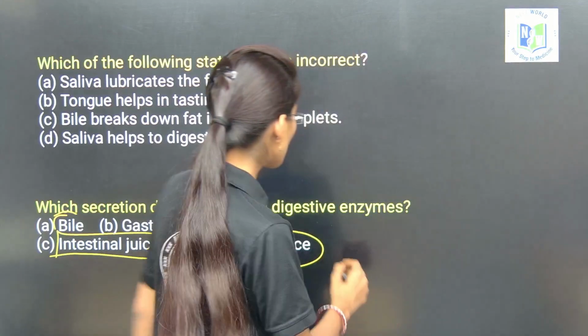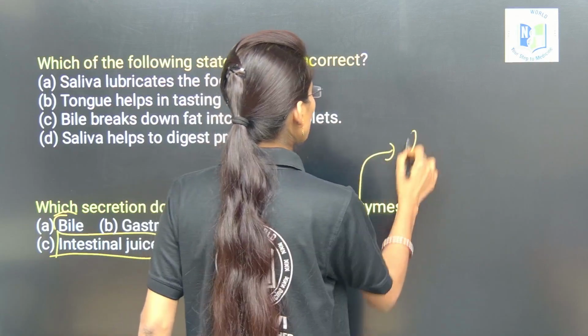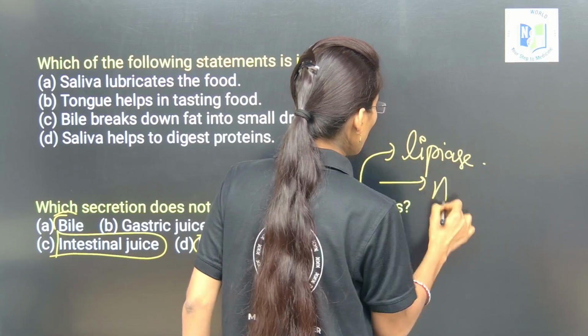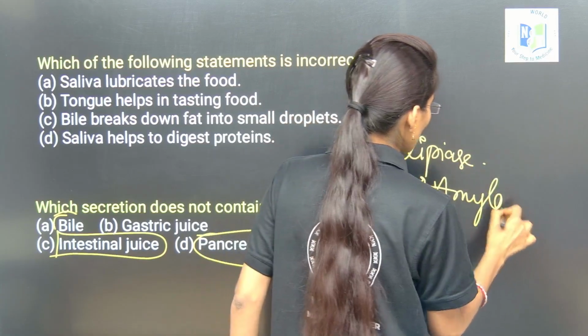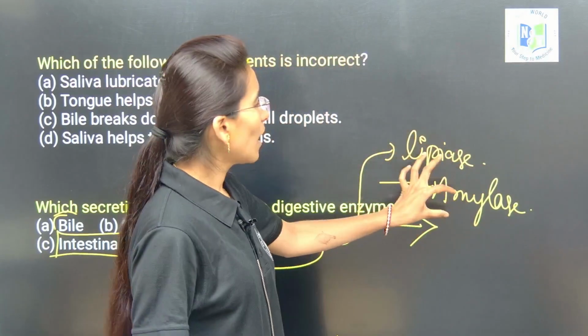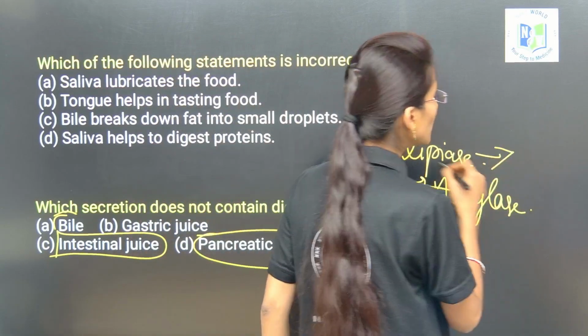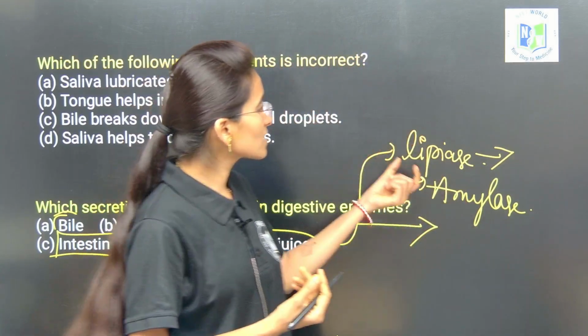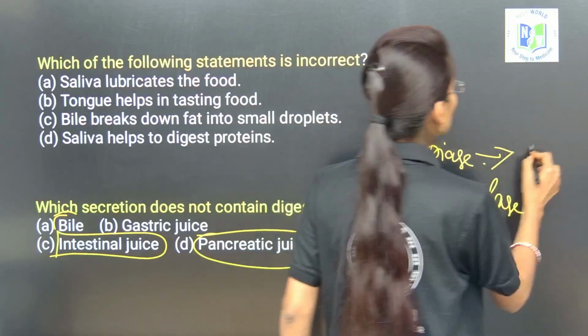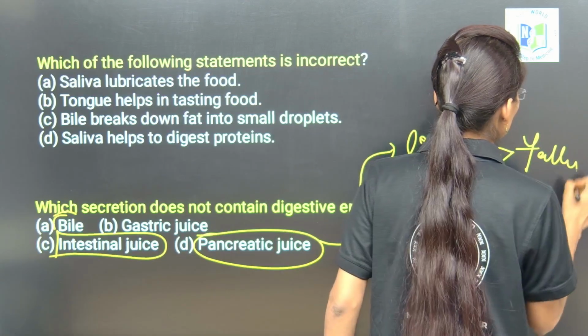It secretes enzymes like lipase and amylase. Lipase is going to be helpful: the enzyme lipase converts fats into fatty acids.